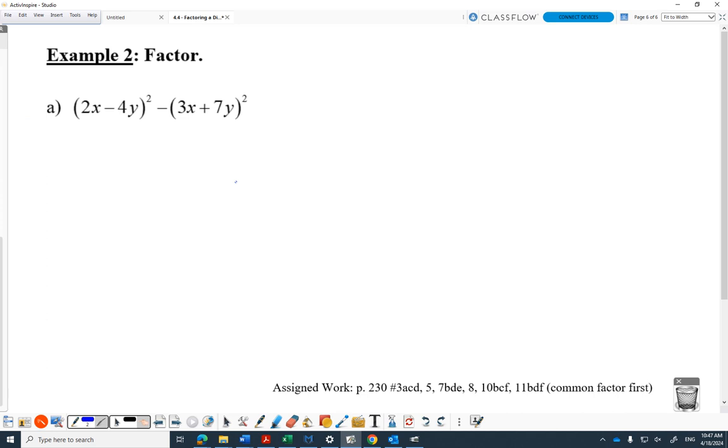You could FOIL both of those out and subtract them, gather them all together, and then factor at the end. That would probably take 1, 2, 3, 4, 5 lines, and the factoring at the end would be a little bit wild. Okay? Is it a difference? It's definitely a difference. It's got to subtract between. Are they squares? They're so ridiculously obviously squares that it's difficult. Yeah, it's so easy, it's hard.